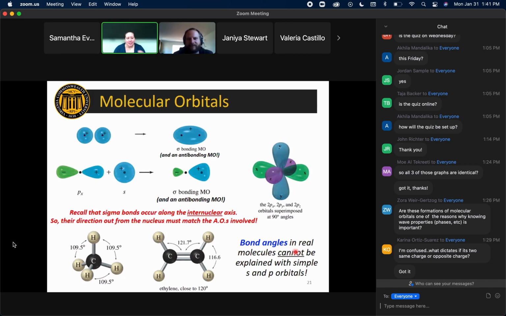We cannot make this happen. We cannot take simple p orbitals and create molecular orbitals out of simple p orbitals and explain these molecules. So what that means is that everything that I just talked to you guys about is too simple to explain real life. It's overly simplified and it does not account.